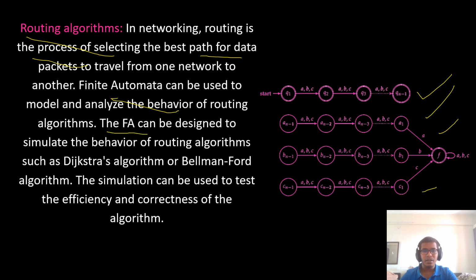The finite automata can be designed to simulate the behavior of routing algorithms, such as the Dijkstra algorithm, which is used for finding the shortest distance, or the Bellman-Ford algorithm. The simulation can be used to test the efficiency and correctness of the algorithm.